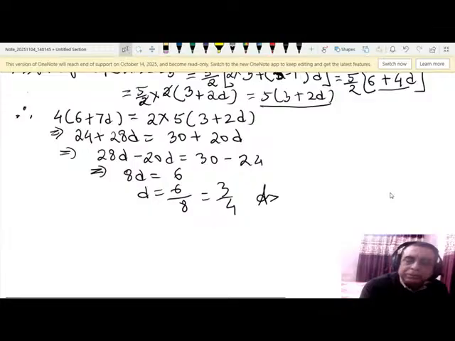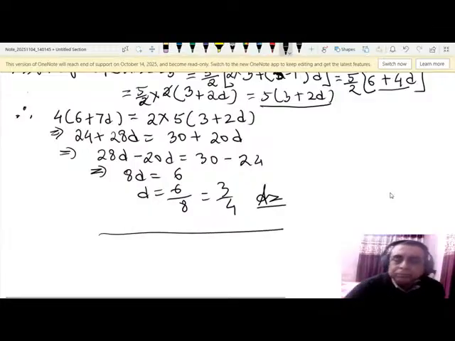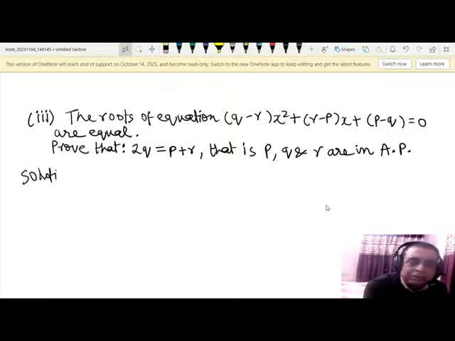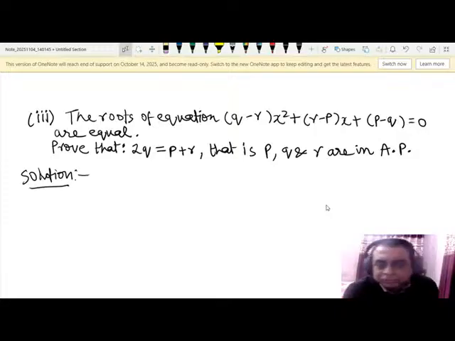Common difference. Now we are moving to the last question, question number 9. This is the last question of today's class. The question number 10, the last question, we will be doing in the next class. So what is the question saying?